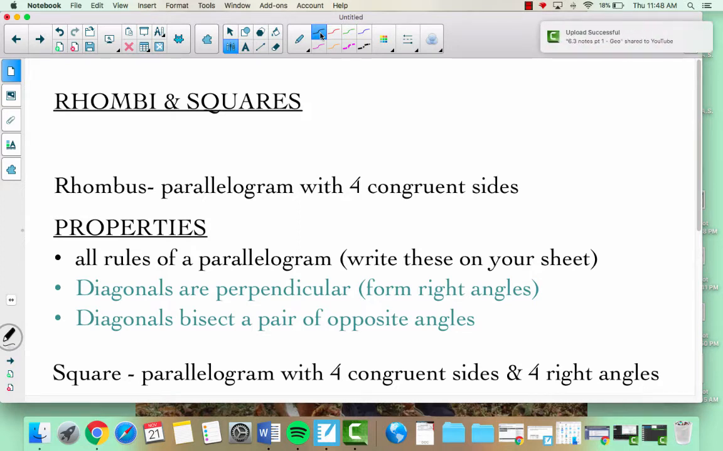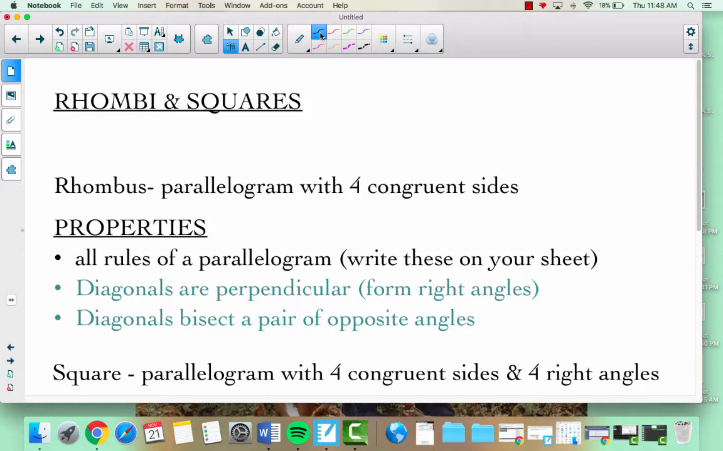So a rhombus is basically like a square that's been tilted. That's the best way to describe it. But we have the definition here as a rhombus is a parallelogram with four congruent sides. Now its properties are going to be all the same things as parallelograms. So all of those properties of parallelograms, write those on your property sheet for a rhombus.